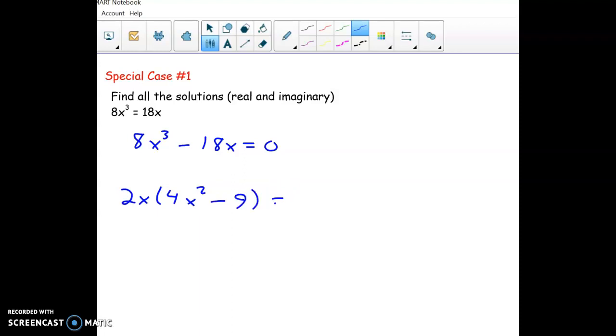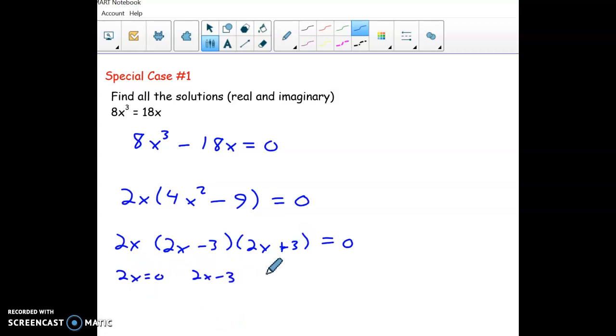Okay, and then this one is a little bit harder to recognize, but this is still a square minus square. I knew that because 4 is a perfect square, x squared is a perfect square, and so is 9. So basically I think what and what here would make 4x squared, and so I know I need a 2x and a 2x, and then to make the minus 9 I need a minus 3 and a plus 3. Right, and then set all those parts to 0, and then solve them to get your 3 answers.